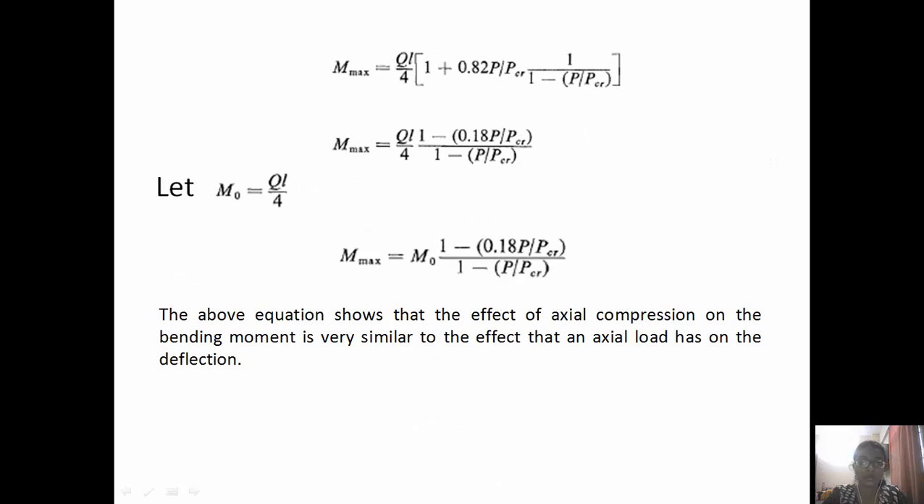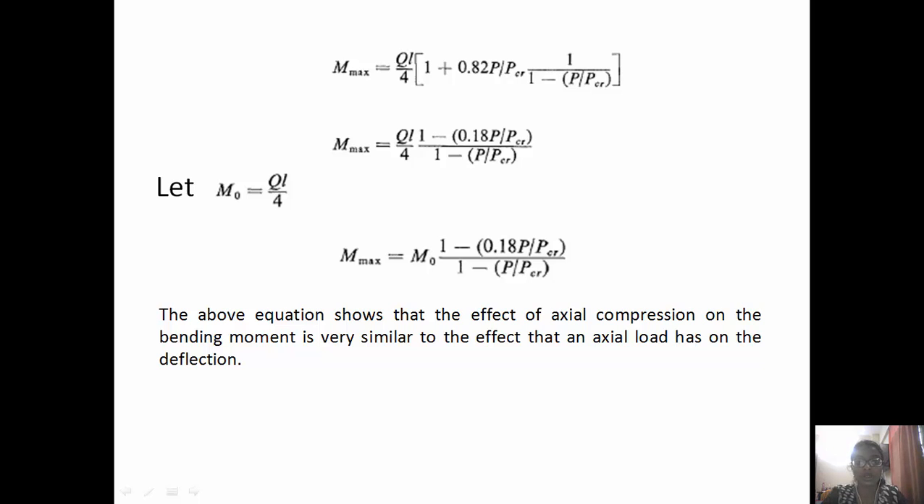We further solve it and the final equation that we get is that M max is equal to QL by 4 into 1 minus 0.18 P by Pcr divided by 1 minus P by Pcr. Let M naught be equal to QL by 4, which is the maximum bending moment, triangular in shape for a concentrated load QL by 4. We substitute back into the M max and we obtain M max as M naught into 1 minus 0.18 P by Pcr divided by 1 minus P by Pcr.